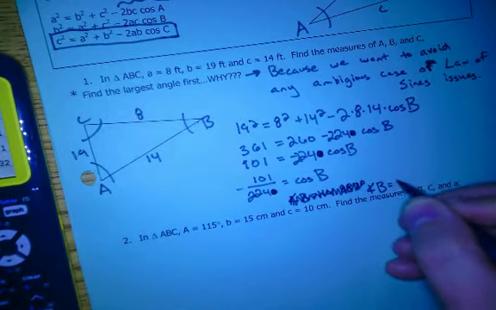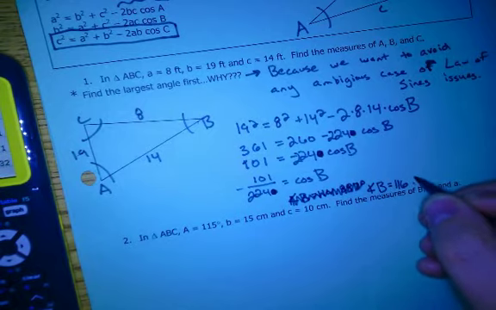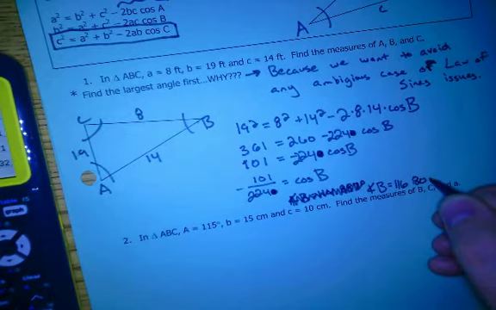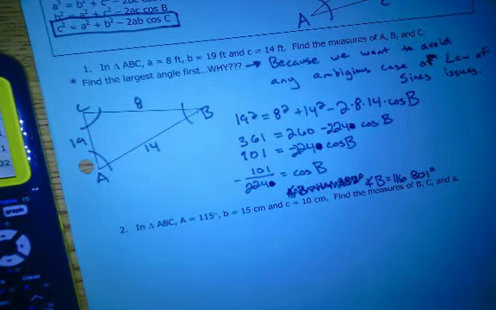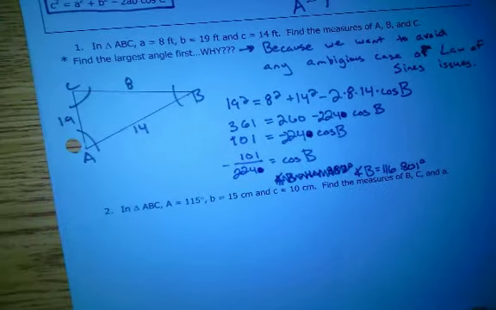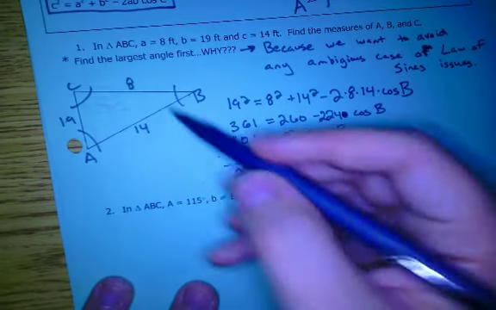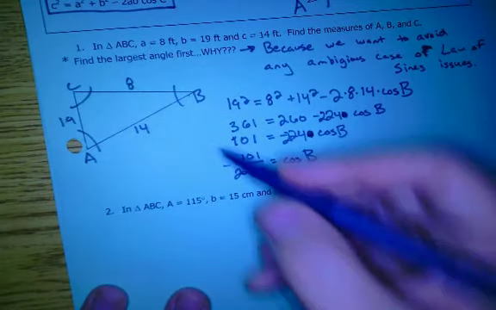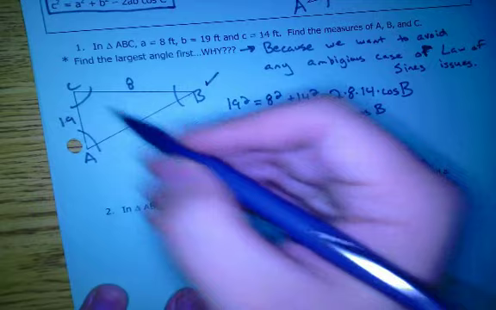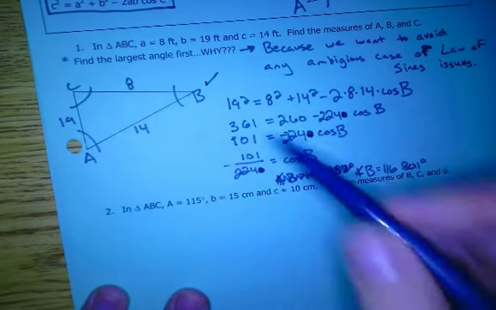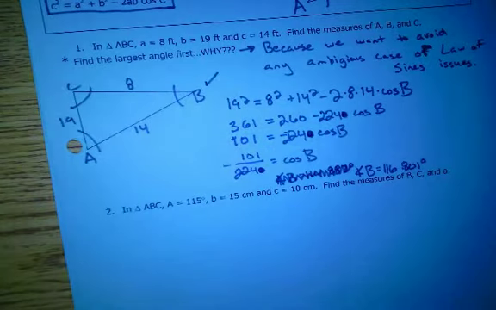Angle B equals 116.801 degrees. Okay, so that's solved for angle B. Now to find the next angle, I usually just go in order. So I found angle B, so I'm good there. I'm going to find angle C because it's the next largest one. From here, I'm just going to use law of sines.